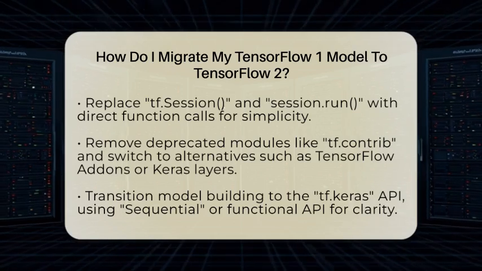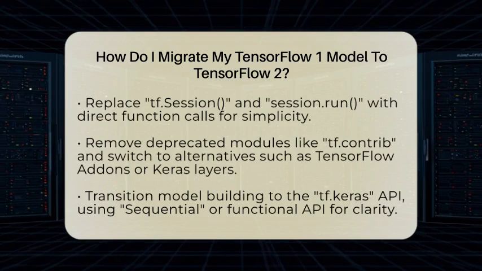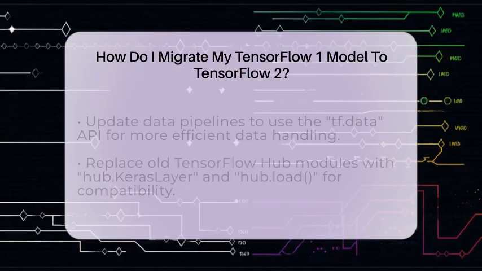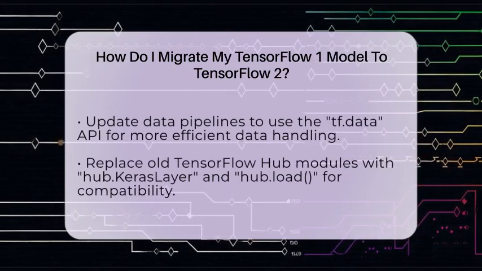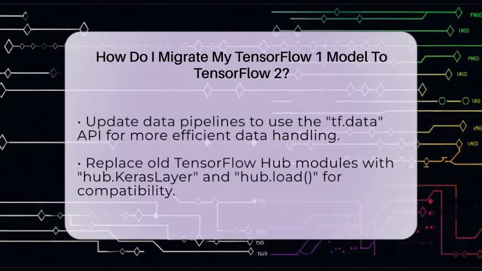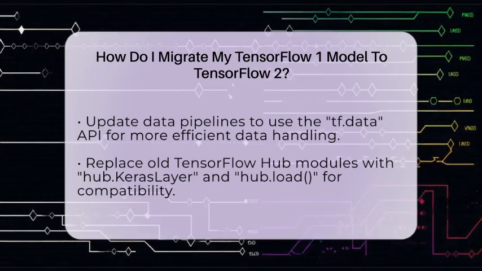Switch your model building to use the Keras API, which is now the recommended way. You can define models with tf.keras.Sequential for simple stacks, or use the functional API for more complex architectures. This approach makes your code cleaner and more maintainable.